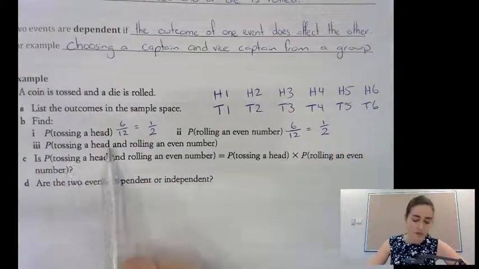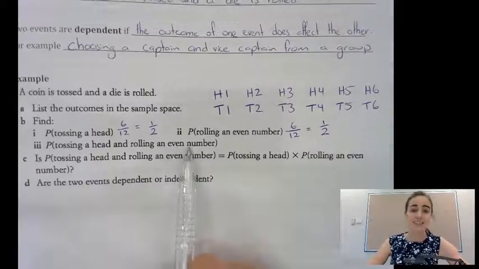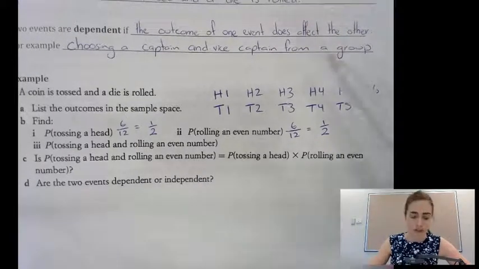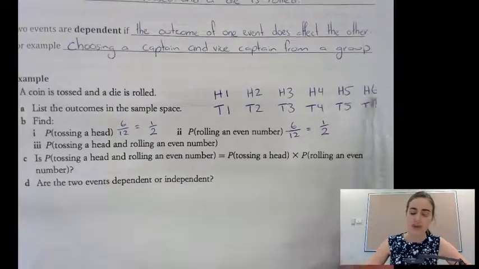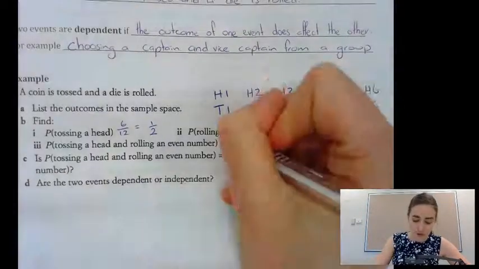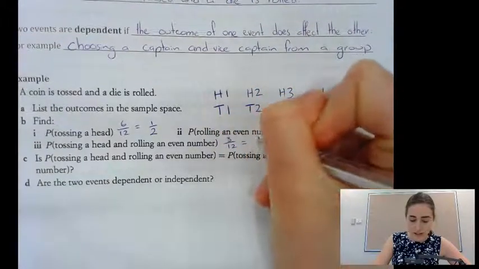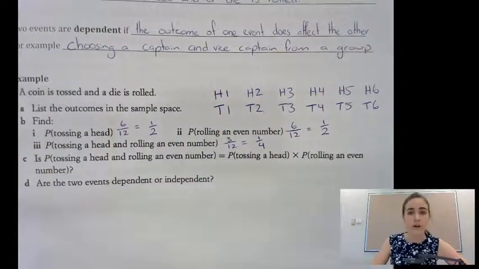Now the probability of tossing a head and rolling an even number would only be the H2, the H4, and the H6. So that would be 3 out of 12 instead, which would simplify to 1/4.